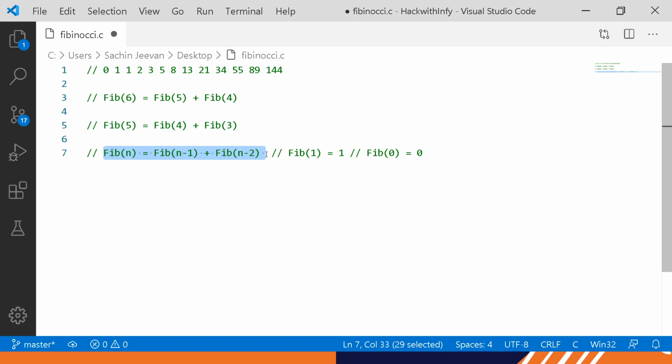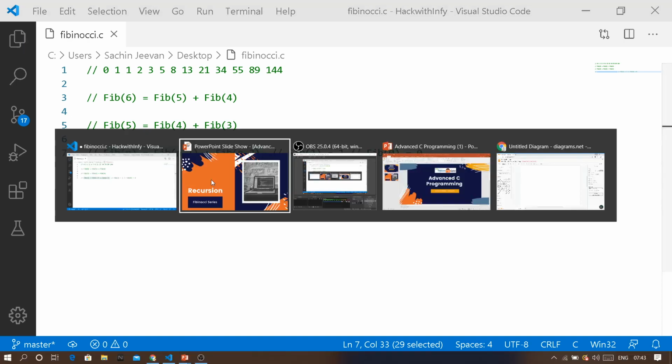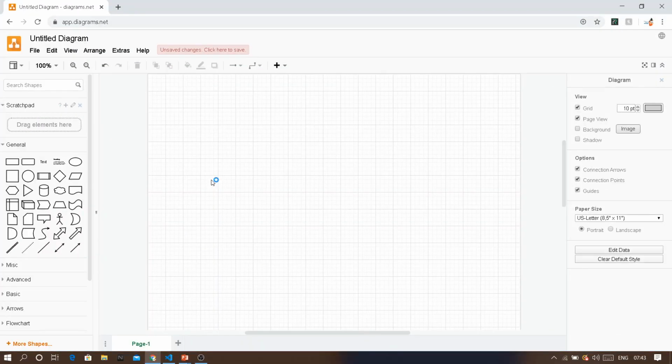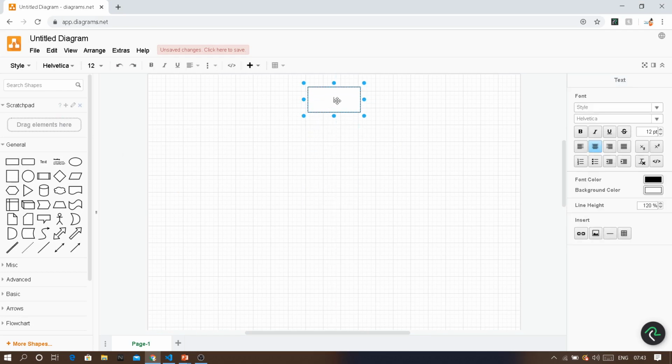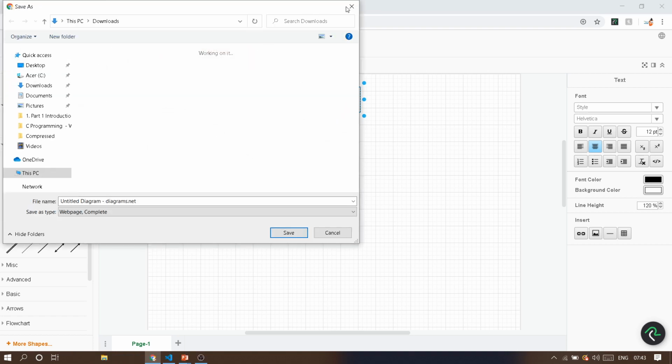Okay, so now what we are going to do is draw a graph for this recursion formula, and we are going to draw a tree for this. For example, in order to find Fibonacci of 5, we are just going to start with Fibonacci of 5.